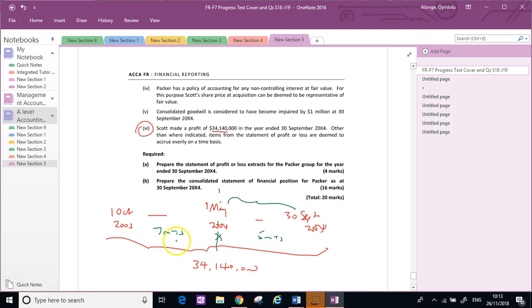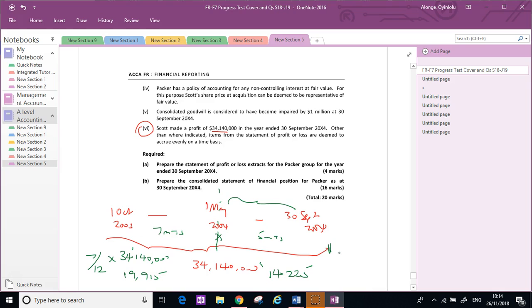So in order to find out what that is, we need to work out what 7 divided by 12 times 34 million is. If we do that, I'm just working it out right now, 7 divided by 12 times 34,140 gives us 19. So we can see here the profits made in this first period, at acquisition, of 19,915, and therefore profits made in this period here of 14,225. Great.